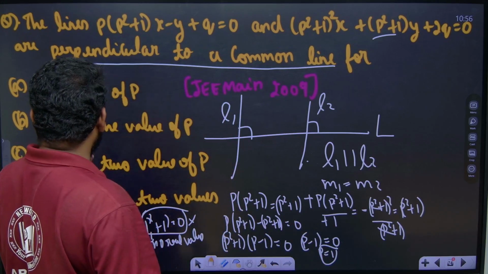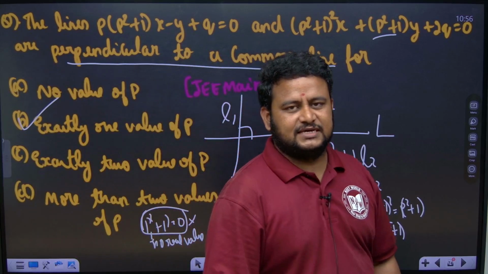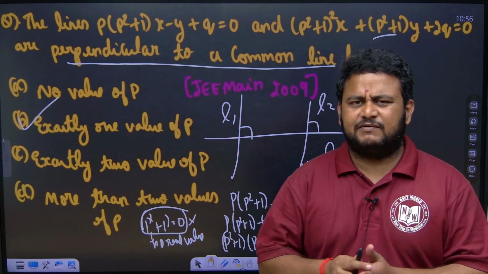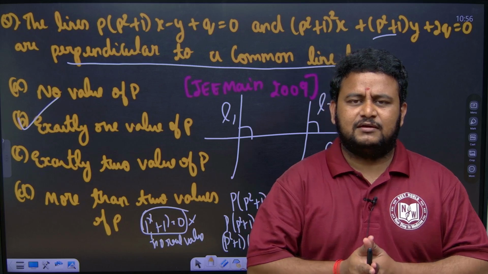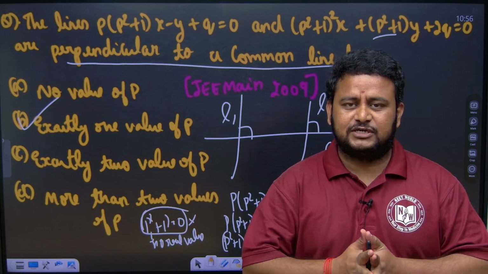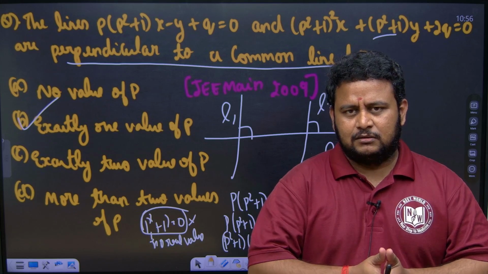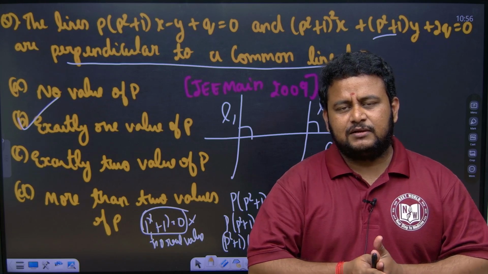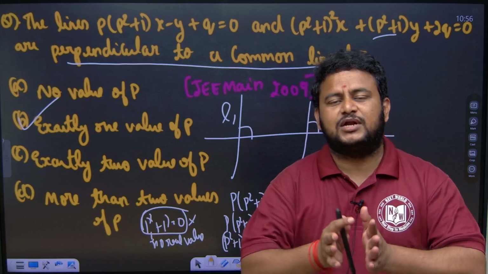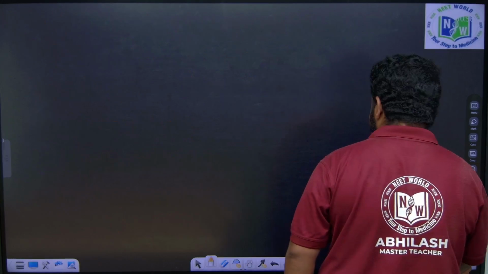The answer is exactly one value of p. It's not about getting the values of p, you should be careful about taking the parallel lines. Since they have given perpendicular to a common line, you should take those two lines as parallel. If they are perpendicular to each other, then it is perpendicular to each other. But if they have given perpendicular to a common line, then those two lines are parallel to each other. Got it? You should be careful in this.